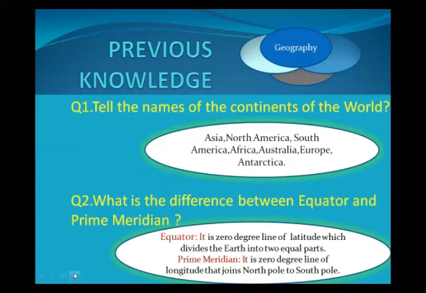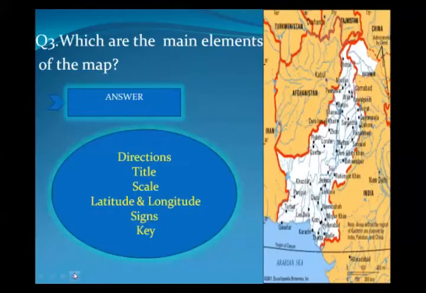The next question is, what is the difference between the equator and the prime meridian? Dear students, equator is a 0-degree line of latitude which divides the earth into two equal parts, whereas prime meridian is a 0-degree line of longitude that joins the North Pole to the South Pole.